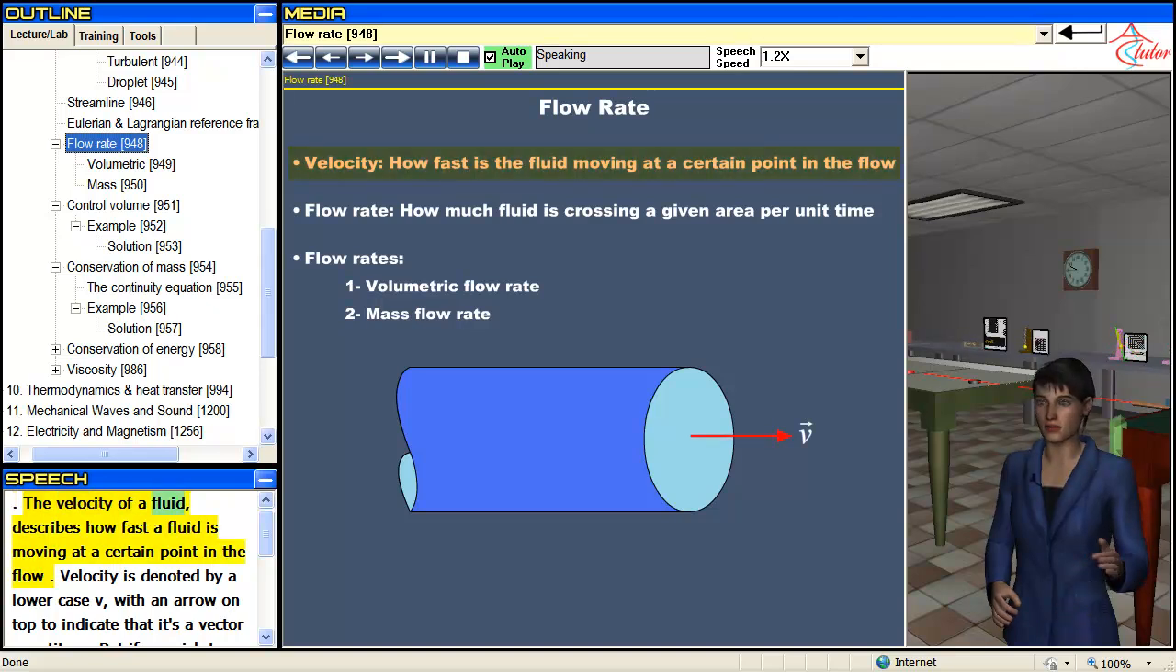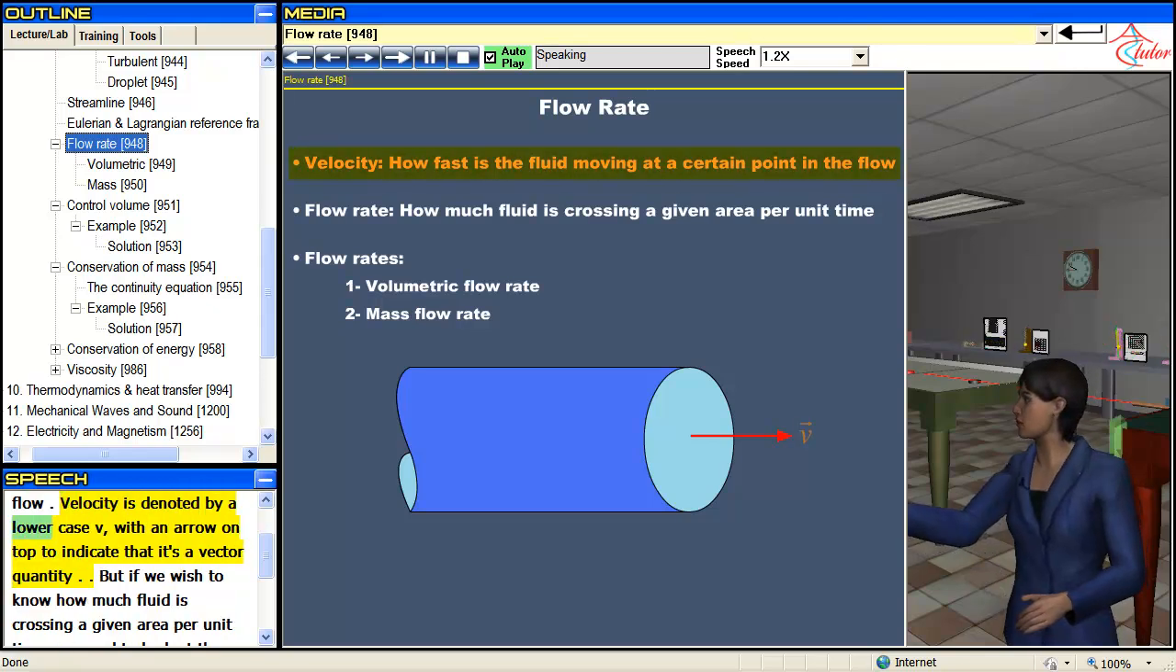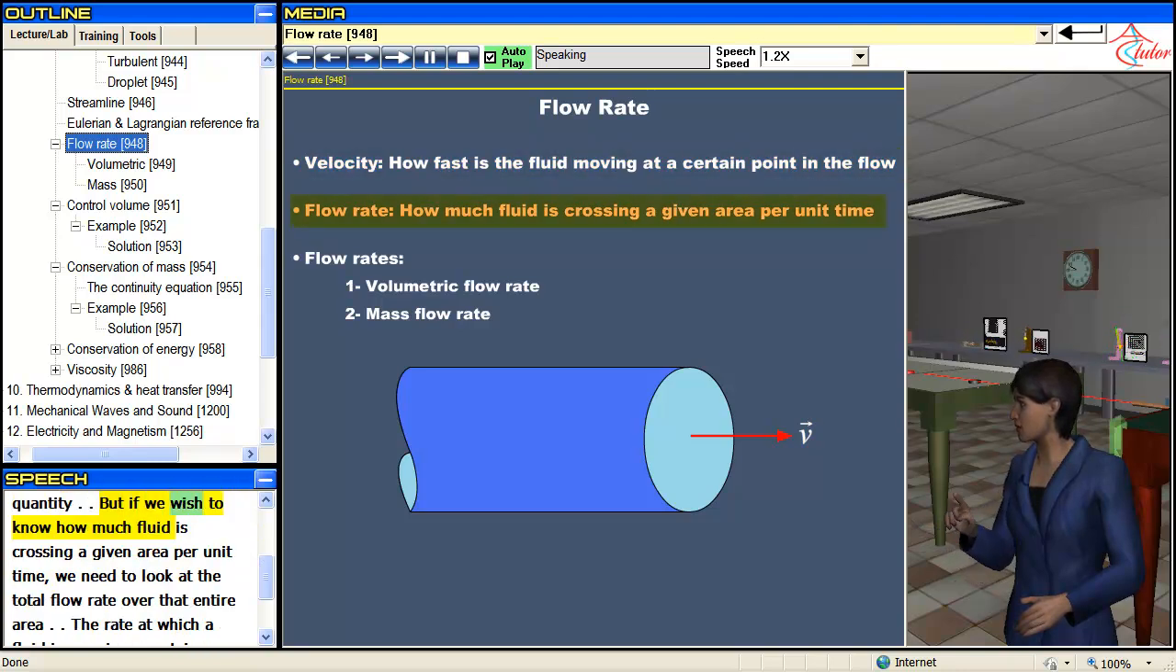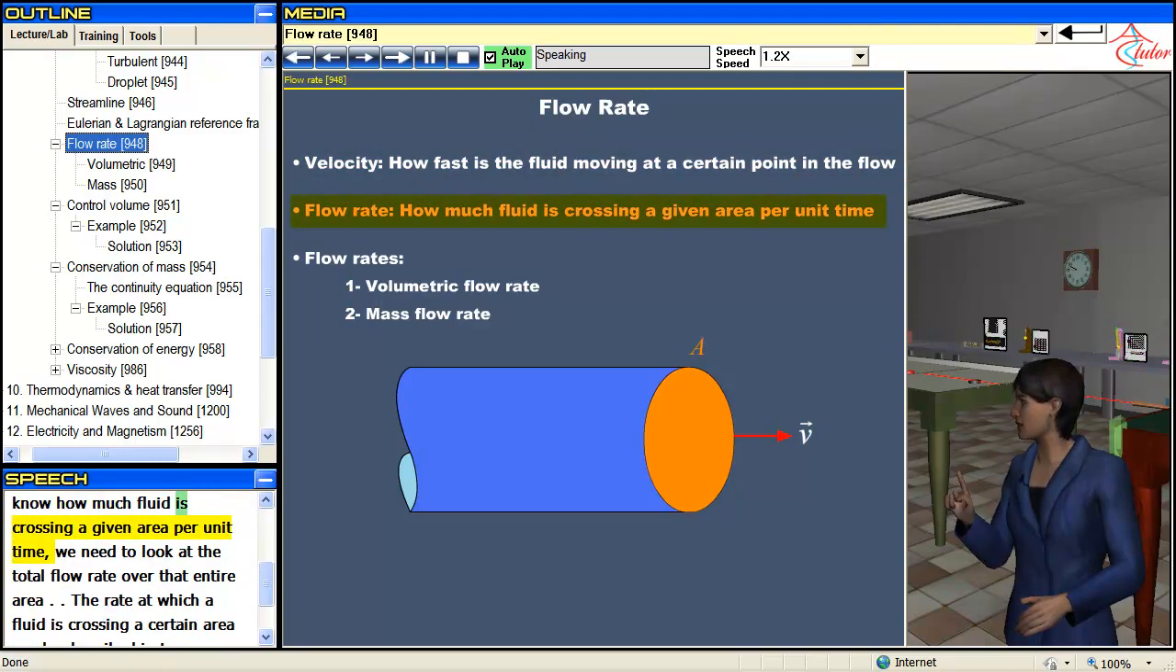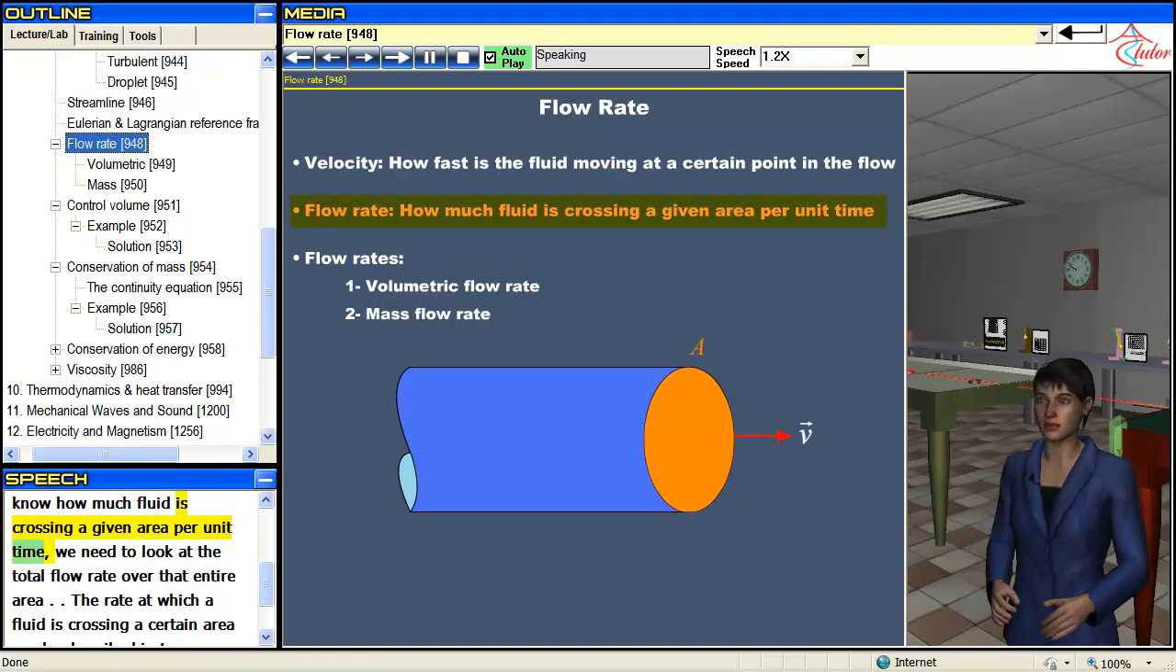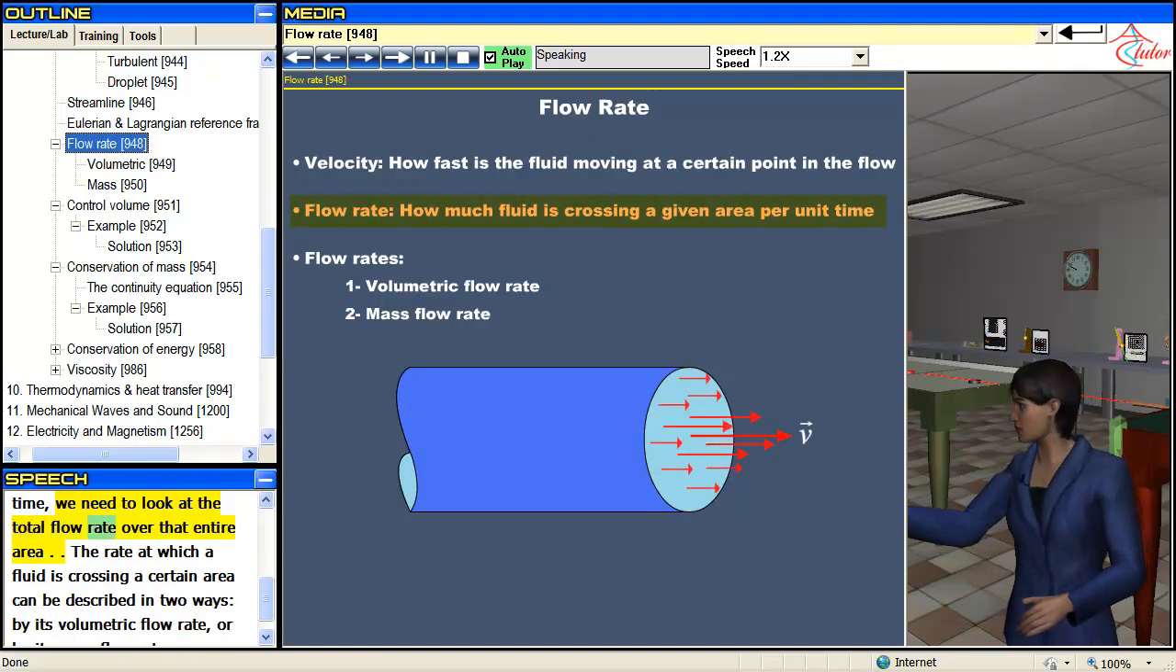The velocity of a fluid describes how fast a fluid is moving at a certain point in the flow. Velocity is denoted by a lowercase v, with an arrow on top to indicate that it's the vector quantity. But if we wish to know how much fluid is crossing a given area per unit time, we need to look at the total flow rate over that entire area.